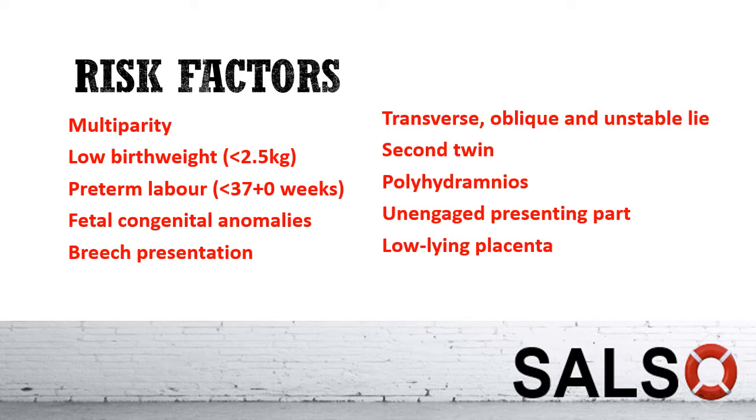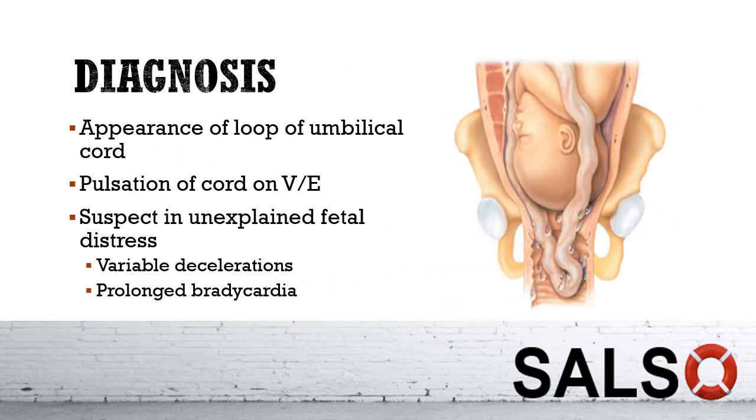The risk factors of cord prolapse are as such, so you can have a look. Mainly multiparity, abnormal lie, low birth weight, preterm labor, polyhydramnios or the second twin not delivered yet, unengaged presenting part, fetal anomaly, breech presentation, and also low-lying placenta.